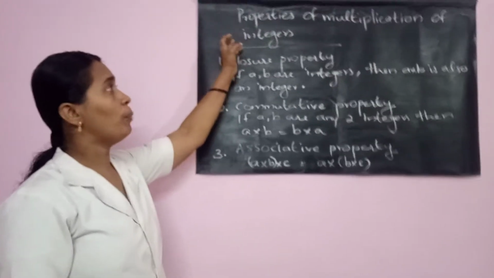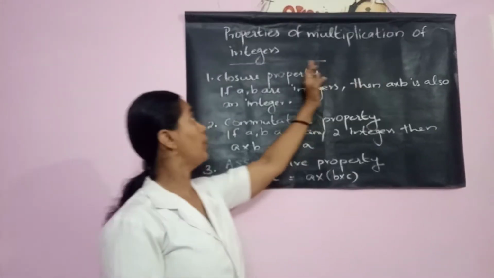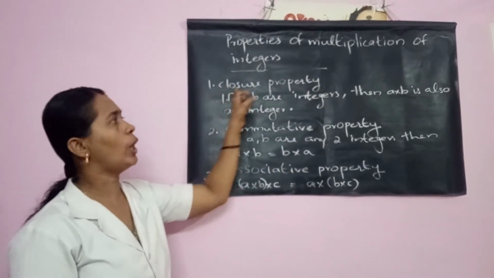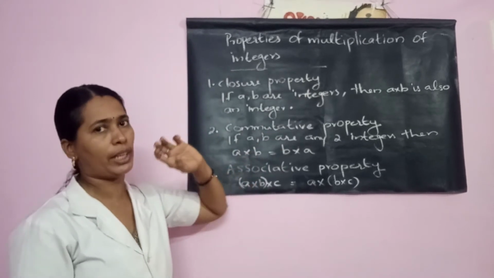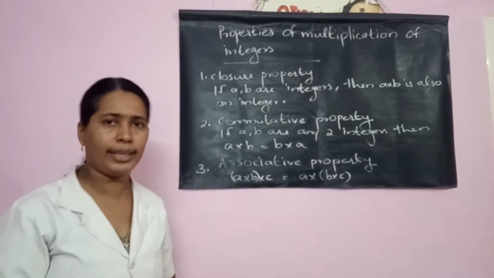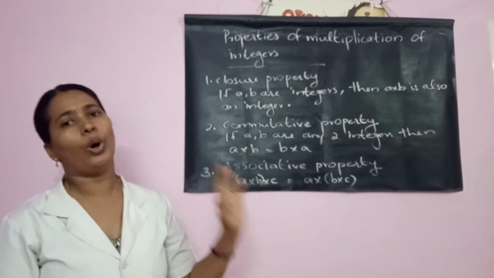Next, we are moving to properties of multiplication of integers. As we studied in the last cases, the first one is the closure property. What is meant by closure property? If a and b are any two integers, their product is also an integer. And it is true for all the integers.